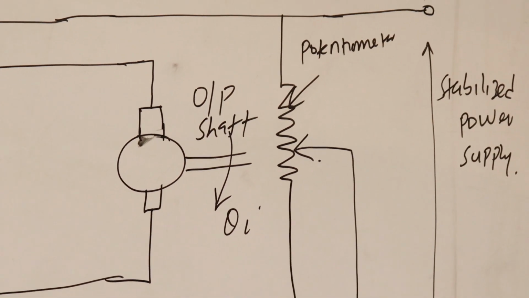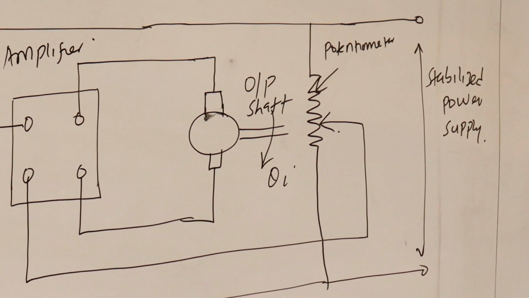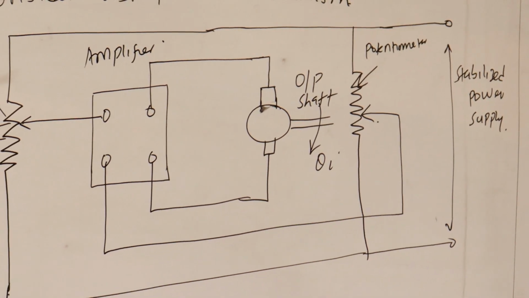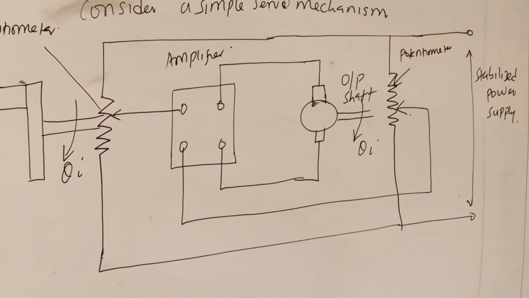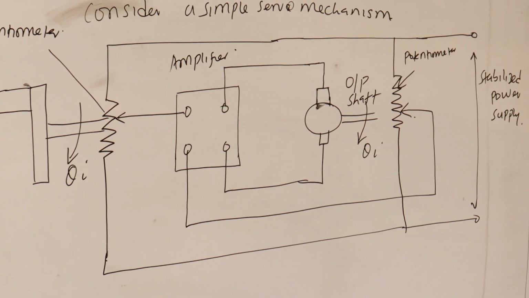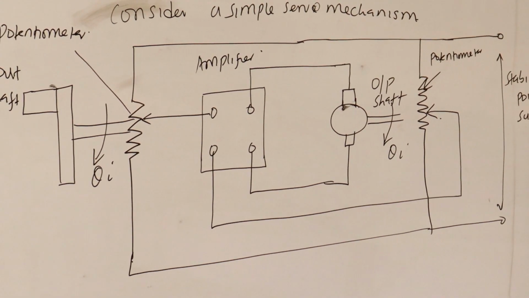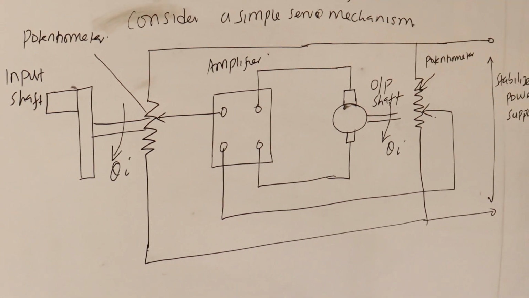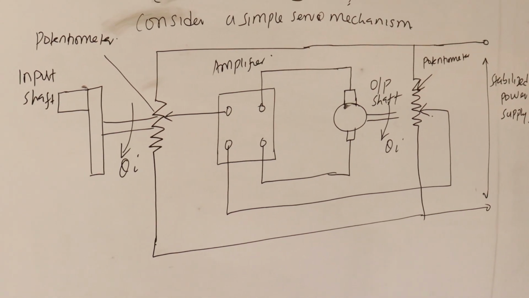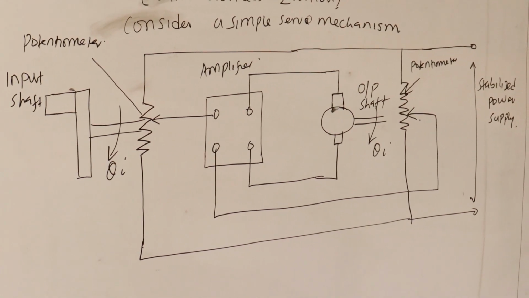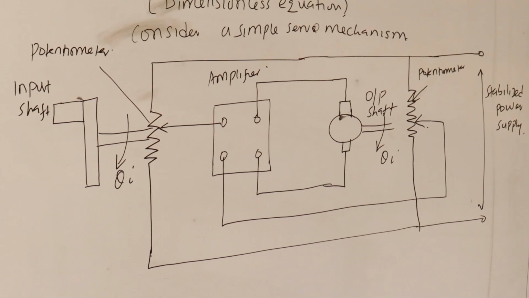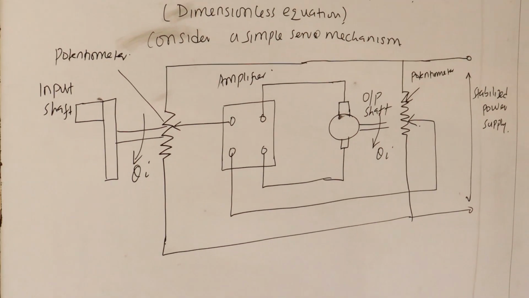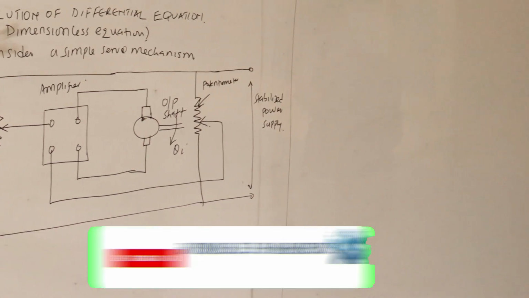Provided that these two shafts have the same angular positions, there will be no potential difference. There will be no potential difference as long as they have the same angular positions. However, if there is a misalignment, then a potential difference will exist. There will be a PD between the two sliders, and this potential difference will depend on the sign and the magnitude of the deviation.